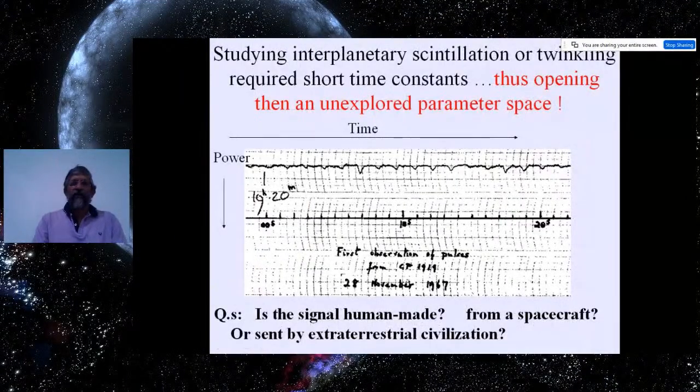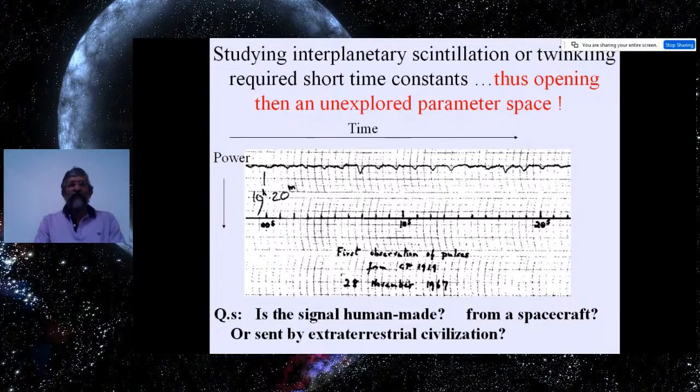So of course she doggedly followed this, separated this from all other possibilities of these signals being produced by local potential sources interfering in these observations, and established that these are indeed astronomical signals.